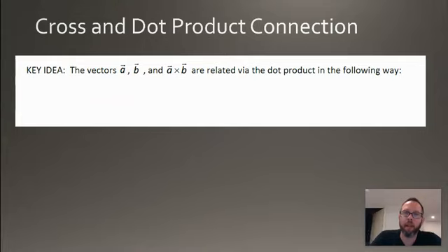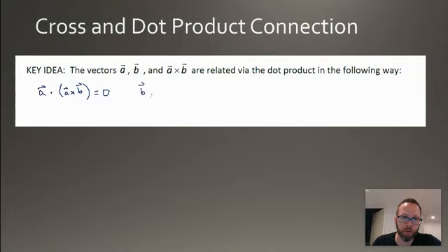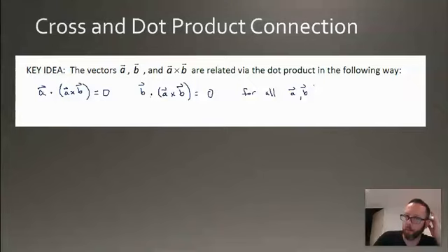All right, there's a key idea here though. The vectors A, B, and A cross B are related by the dot product because A cross B is perpendicular to both. Vector A dotted with the vector A cross B gives you 0 all the time. And the same with B. B dotted with A cross B equals 0. And that's true for all vectors A and B. So we're just turning that check we did into this general idea. It works all the time.